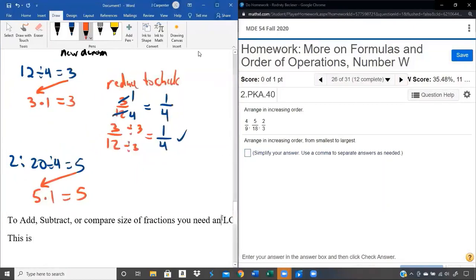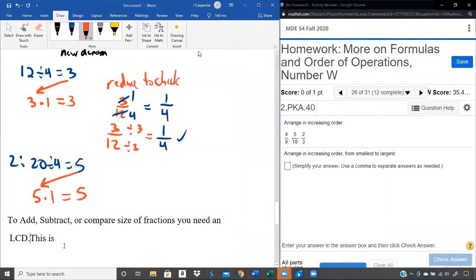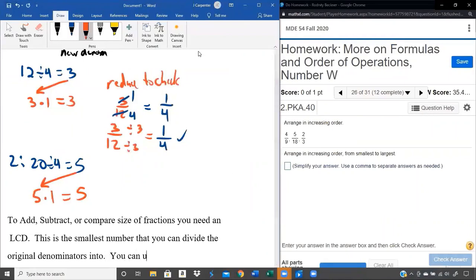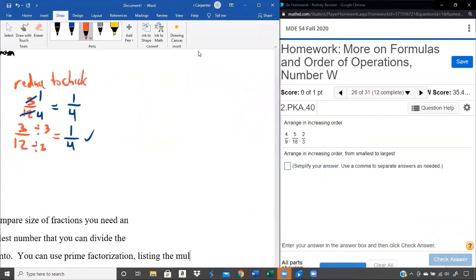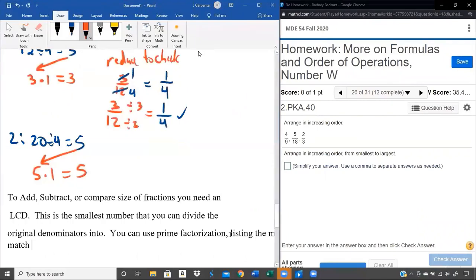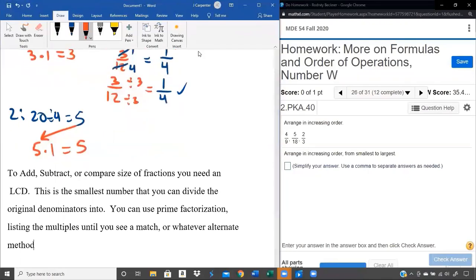I'm gonna maximize this. There we go. This is the smallest number that the original denominators divide into. You can use prime factorization. You can use listing the multiples until you see a match. Or whatever alternate method works for you. But those two are the primary methods.